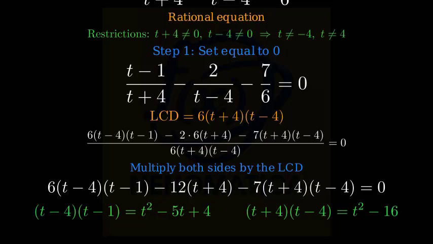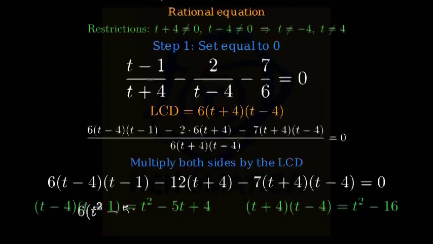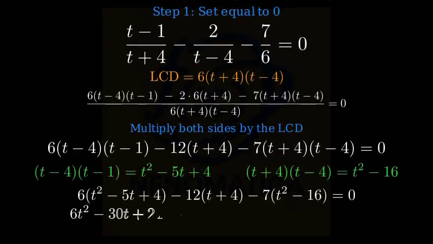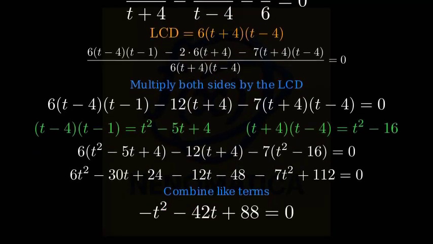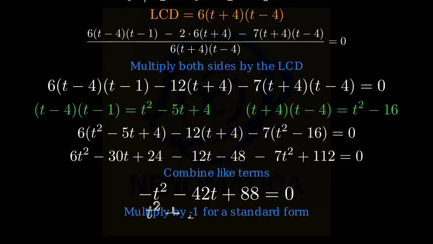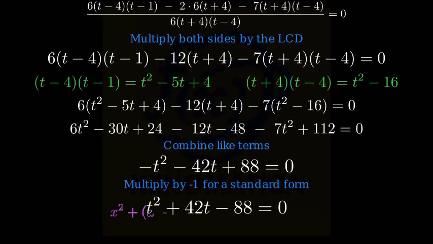And t plus 4 times t minus 4 equals t squared minus 16. Now distribute the coefficients and simplify. Step 4. Apply the factoring pattern x squared plus (a plus b) times x plus ab equals (x plus a) times (x plus b).